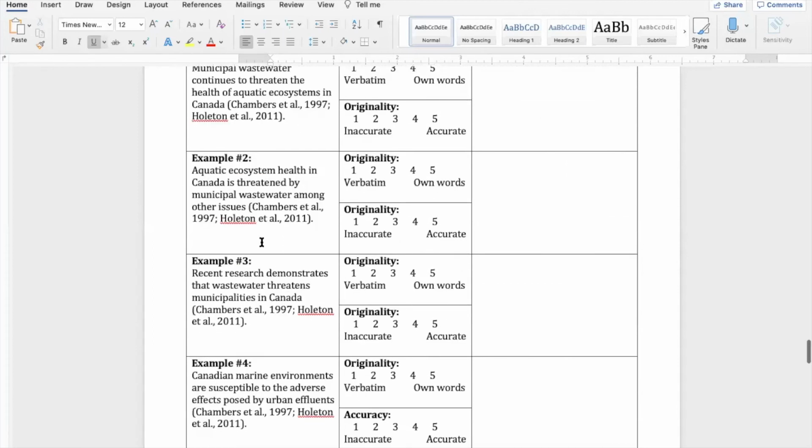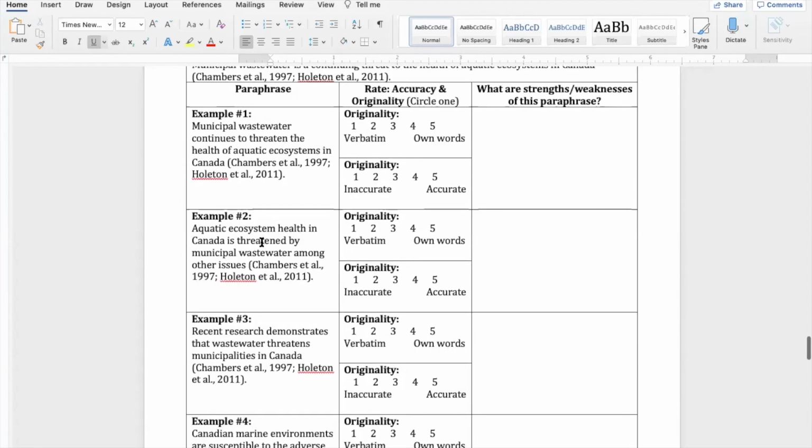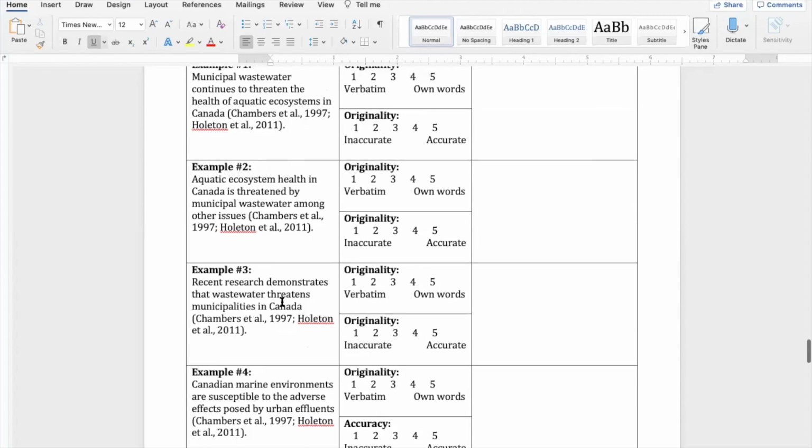Next one, we have aquatic ecosystem health in Canada is threatened by municipal wastewater, among other issues. So now the wording is a little bit different. We can say that it's more original in how it's put together. Still appears sort of accurate though, so that's good. The next one, recent research demonstrates that wastewater threatens municipalities in Canada. More original, but maybe losing some of the meaning from the first.